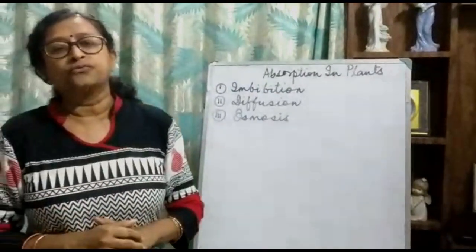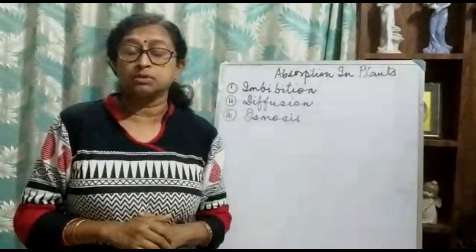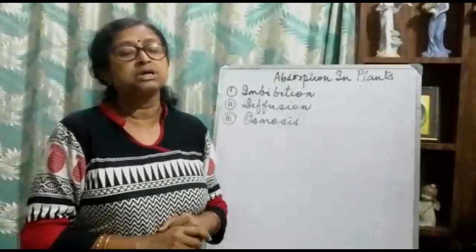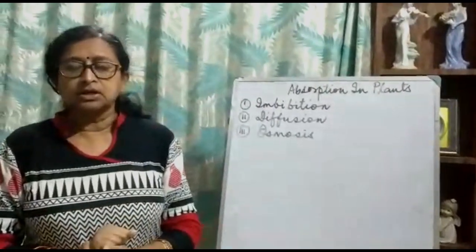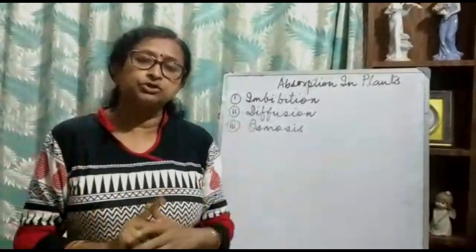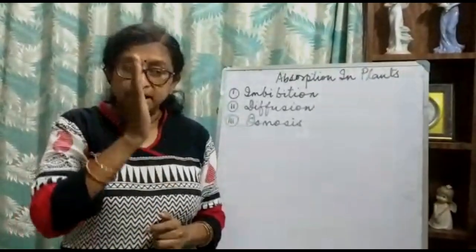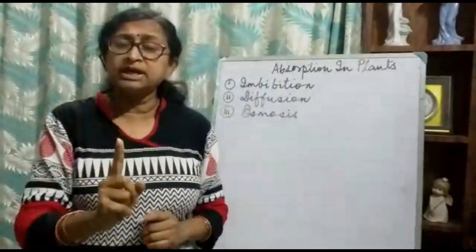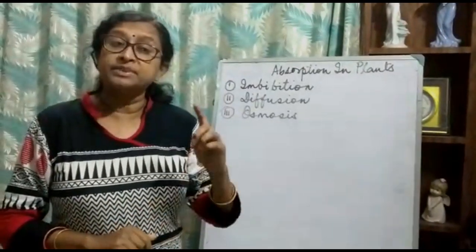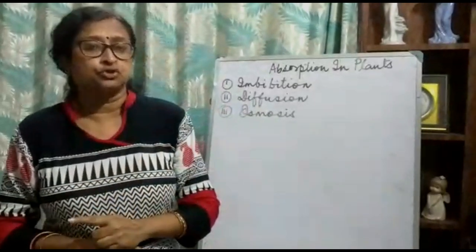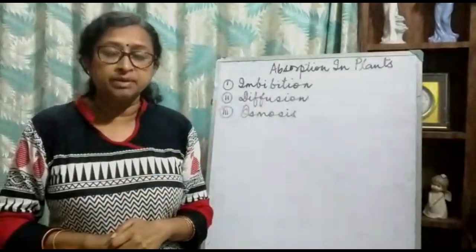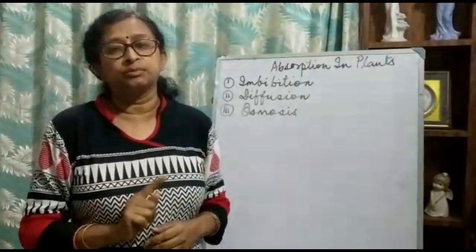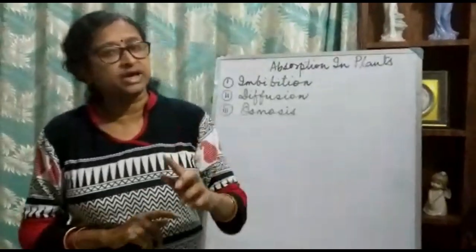The third type of phenomenon, or the way by which water moves into the plant systems, is osmosis. A very, very important phenomenon which occurs in plants. Now, osmosis also occurs when there are two solutions of different concentration but separated by a semi-permeable membrane. When this occurs, it's only the solvent molecules which migrate from their region of higher concentration to their region of lower concentration through the semi-permeable membrane. Solute molecules are restricted in the process of osmosis.